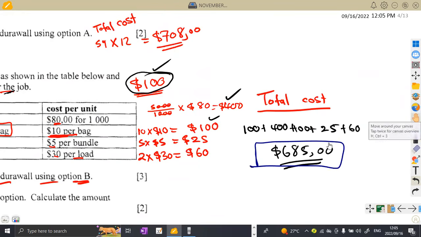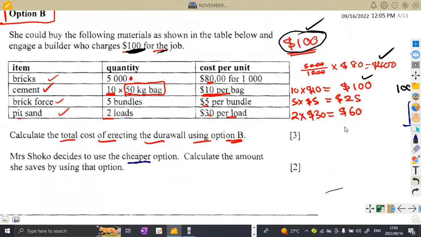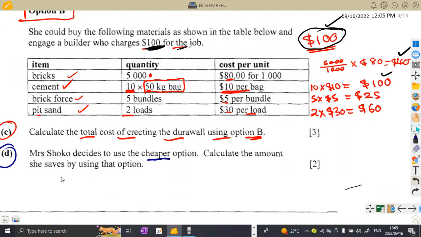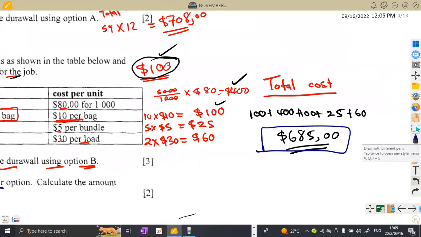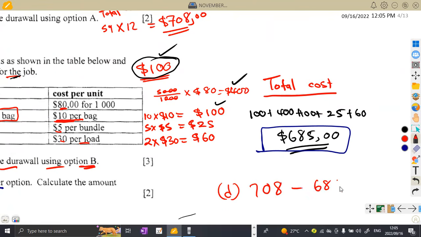Okay, so what is the question now asking us to do? Calculate the amount she saves by using that option. What is she going to save? So to save, guys, this is what is happening. She was supposed to pay $708, but now she's paying $685. So she saved how much? You just subtract $708 minus $685. Then we can see how much she saved.